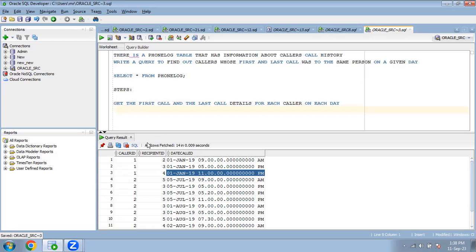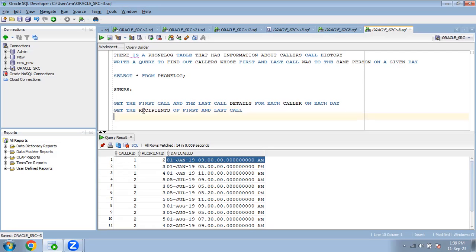Next, after getting the first and last call details, is to get the recipients matching with these date stamps. Next, get the recipients of the first and last call. And at the end, what they want is the callers whose first and last call was to the same person, so both the first call and the last call should be to the same recipient.